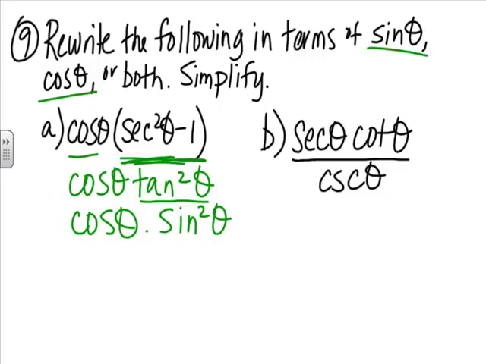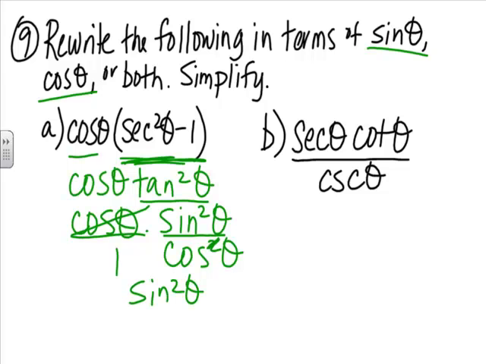Which is tan squared theta then, is sine squared theta over cos squared theta. So now I have a cos theta on top and a cos squared theta on the bottom, so this cos theta can take out one of those cos thetas on the bottom. So in the end then, this is sine squared theta over cos theta.